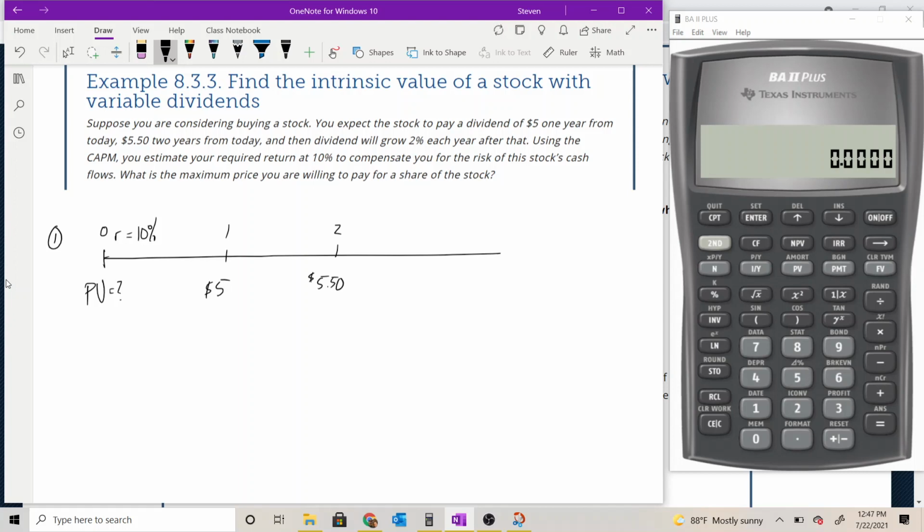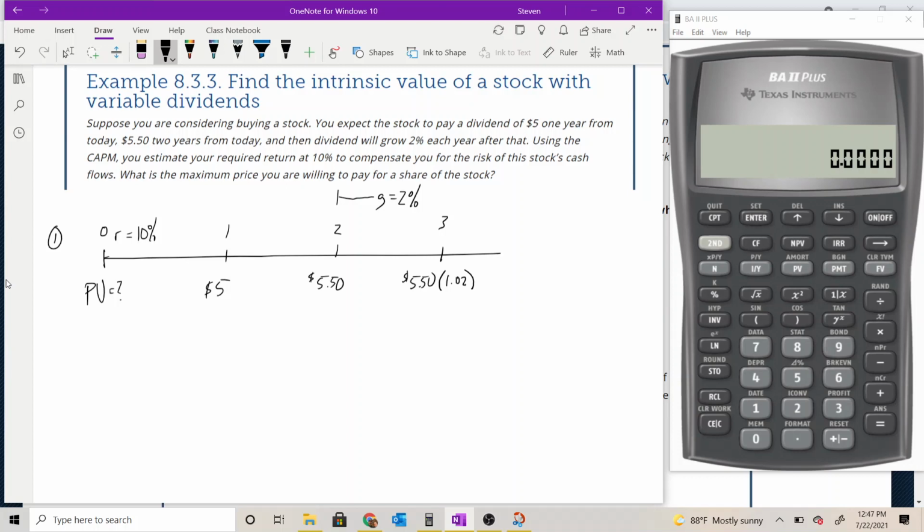At this point, starting right here, we're going to assume that it just takes on a set growth rate, that's a little g, of 2%. And this $5.50 dividend is just going to grow by 2% each year after that. So if I want to know the dividend at the end of year 3, I would take that $5.50 dividend from the end of year 2, and then I would multiply it times 1 plus the growth rate to grow at 2%. So I'd multiply it times 1.02 to grow it.